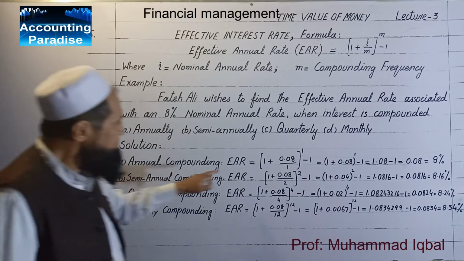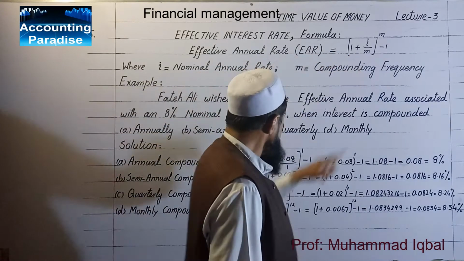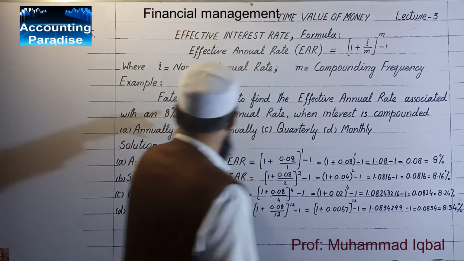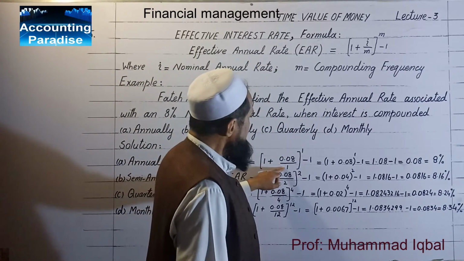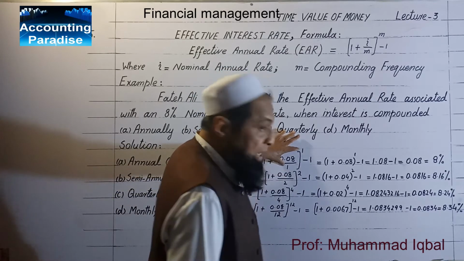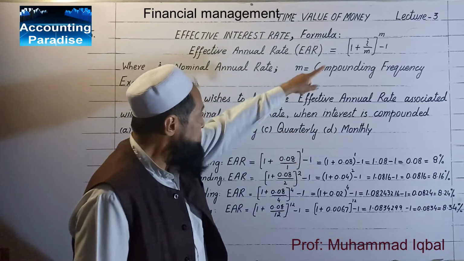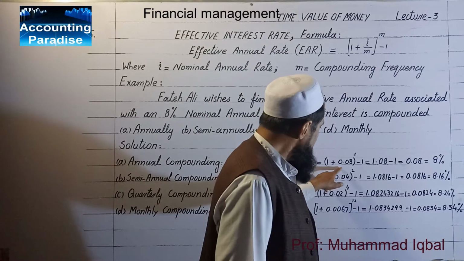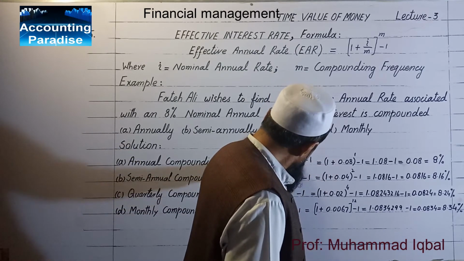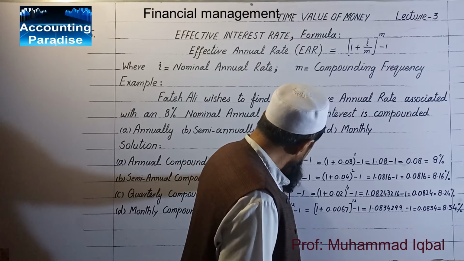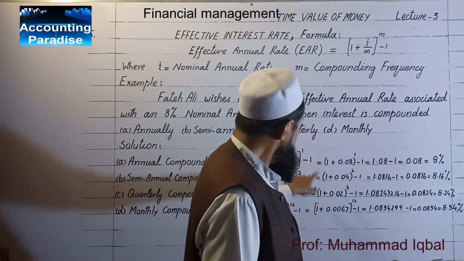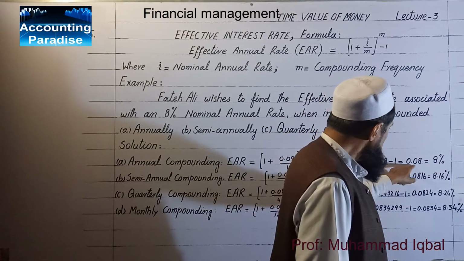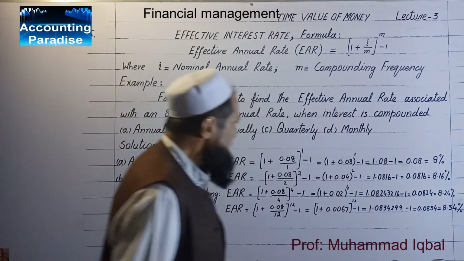Annual compounding. The formula is 1 plus I, the nominal interest rate, which is given as 8%, over 1, because compounding is 1 in 1 year, minus 1. The formula is applied in this way. When we divided 0.08 by 1, it remains 0.08. When power is 1, therefore it will remain the same. Minus 1, it is 0.08, it is equal to 8%.